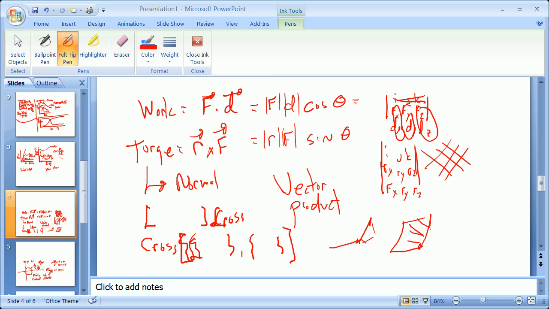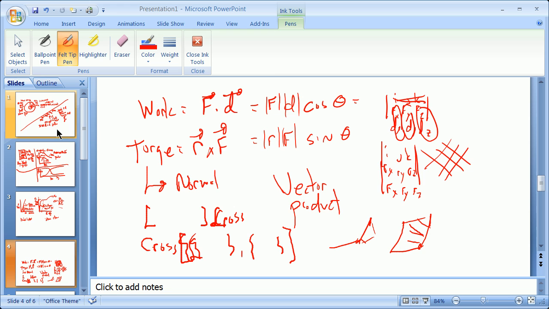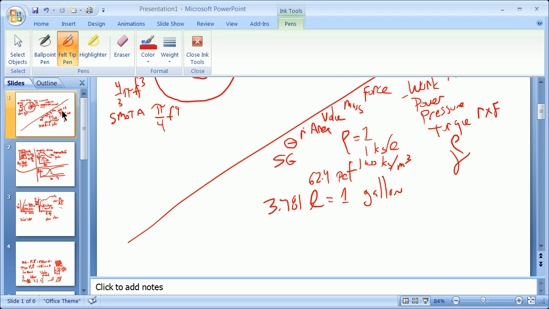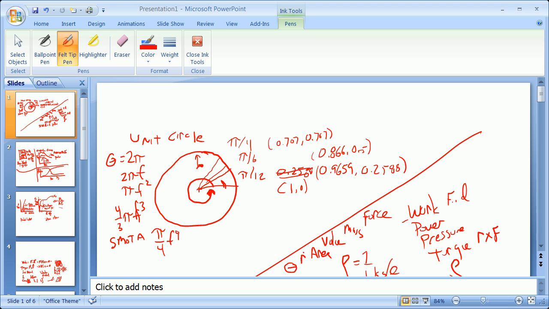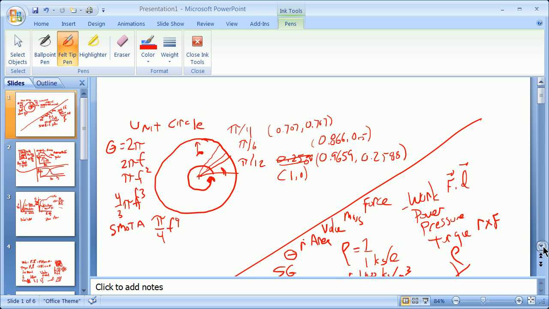area for the cross product, all empowers us to go eventually back, going all the way back to the top here, go back to this chart and start to realize that things like work is more than just units. It is F dot D, and pressure, or I'm sorry, torque is R cross F.